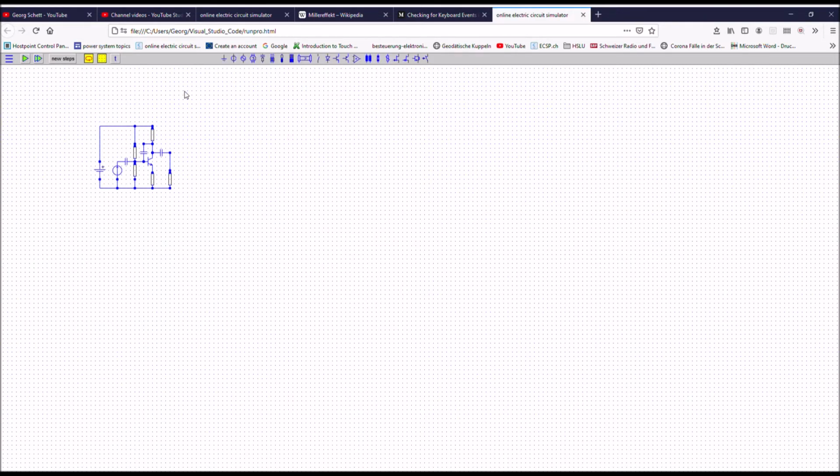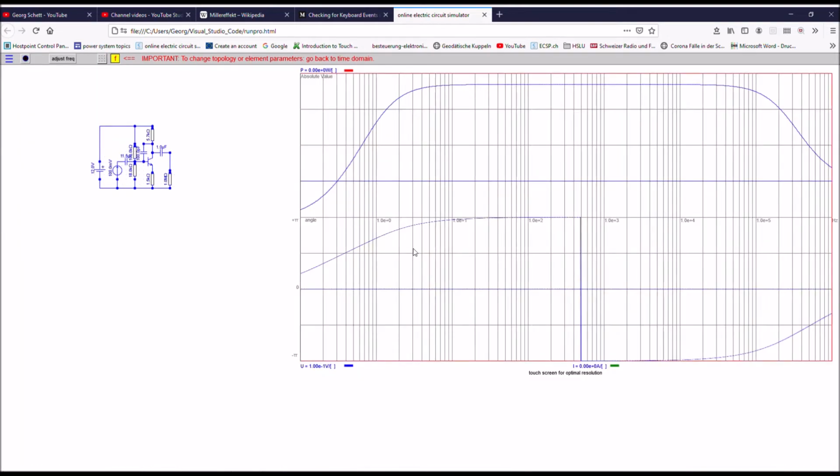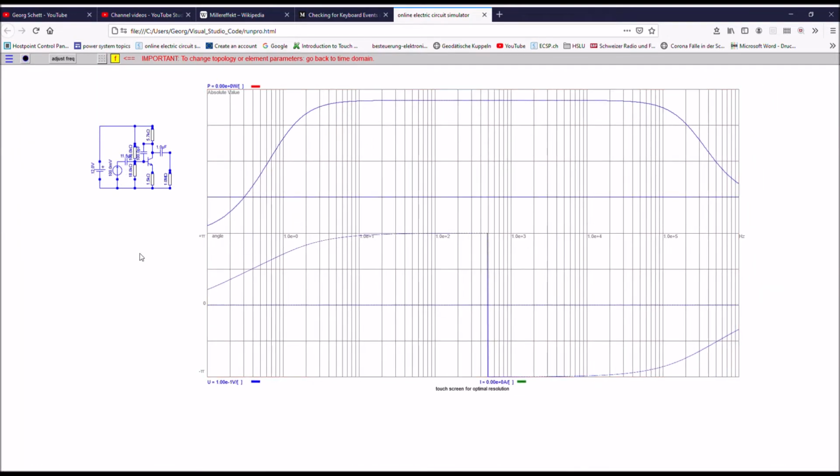If you want to see the values of the elements, you go here to the menu and then you go to element values on. If instead of the time domain you want to have a look at the frequency domain, that's the way to go. And you see here the frequency domain of the output frequency. On top of this curve here you see the amplitude, and here you see the phase.